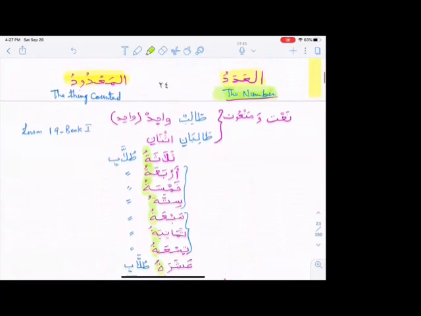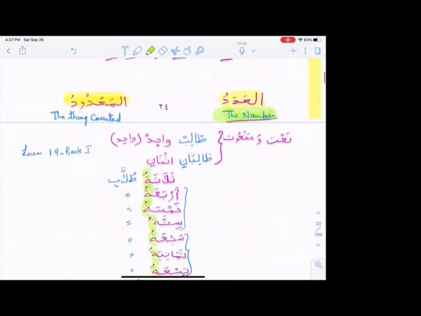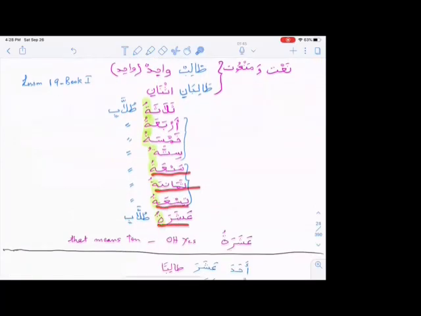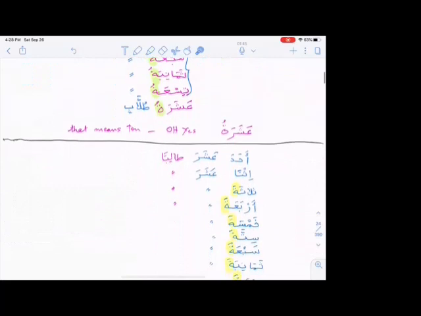One more time. I have to use up my time, my brothers and sisters. Wahid, ithnani, thalatha, arba'a, khamsa, sitta, sab'a, thamaniya, tis'a, ashara. That means 10. And then we come to 11.